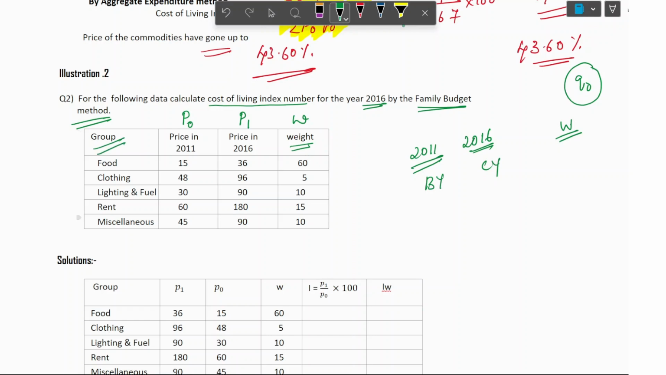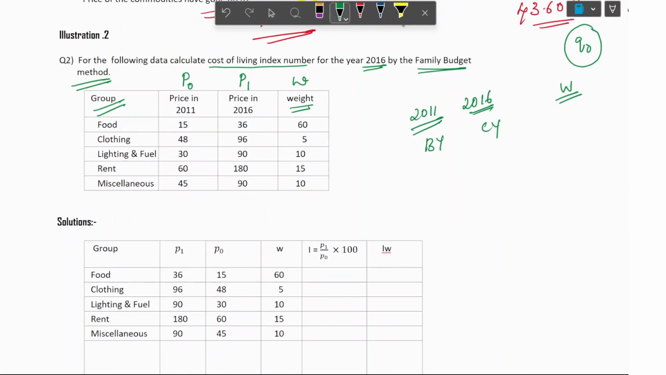Different items are given. Now, for the answer column, we are going to decide that. First, these four columns are going to be there, then the format C, next is P1, P0 and W. This is from the question.